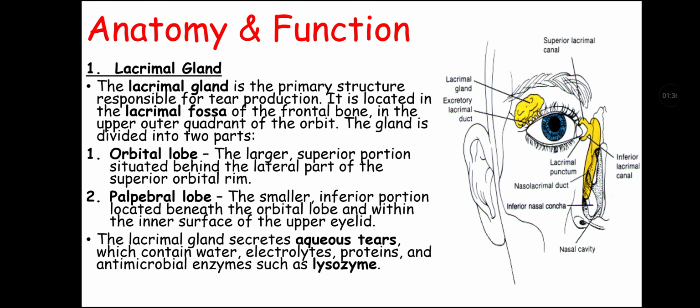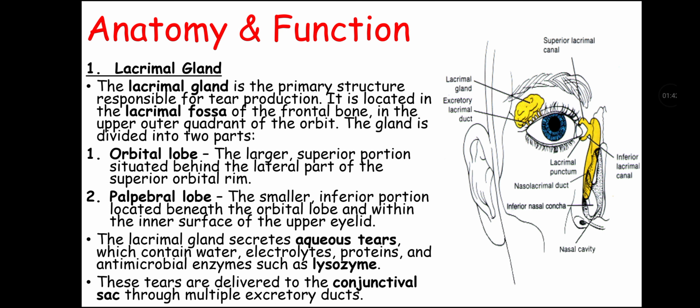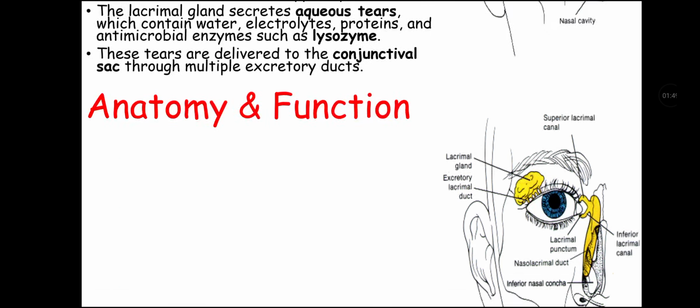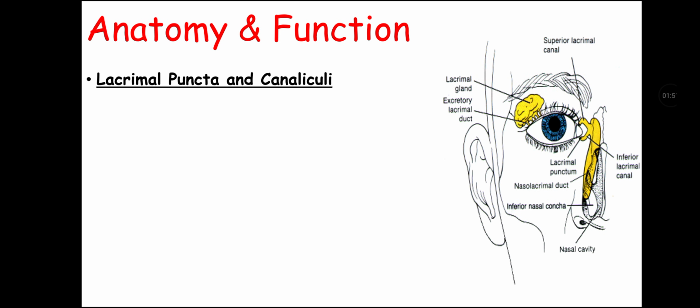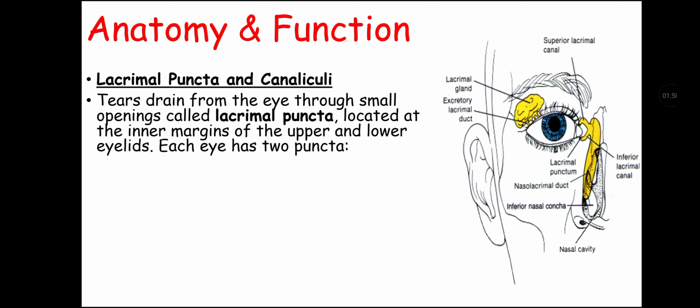The lacrimal gland secretes aqueous tears which contain water, electrolytes, protein and antimicrobial enzymes such as lysozymes. These tears are delivered to the conjunctival sac through the multiple excretory ducts. Further, we have lacrimal punctum or canaliculi, that are also part of lacrimal apparatus. These are basically the part that drains tears from the eye through a small opening called lacrimal punctum located at the inner margin of upper and lower eyelid.